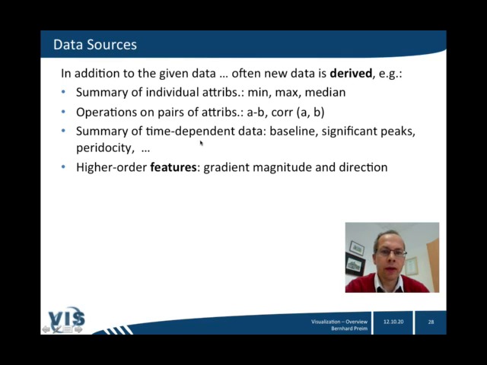Yeah? If we have time-dependent data, then we are often interested in a baseline that is actually the minimum value that we always had, and we are interested in significant peaks, how strongly they deviate from the baseline. We may be interested in periodicity.